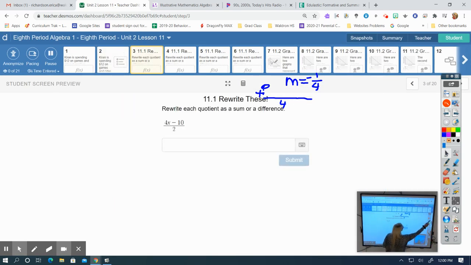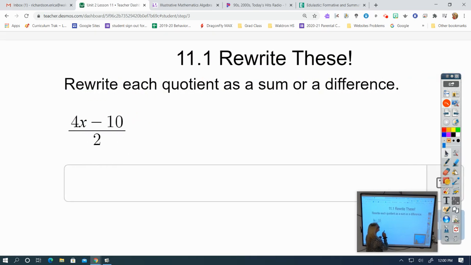All right. So the next couple of slides ask you to rewrite each quotient as a sum or difference. So quotient here just tells us that we're looking for the answer to a division problem. And then sum is going to be addition, difference is subtraction.